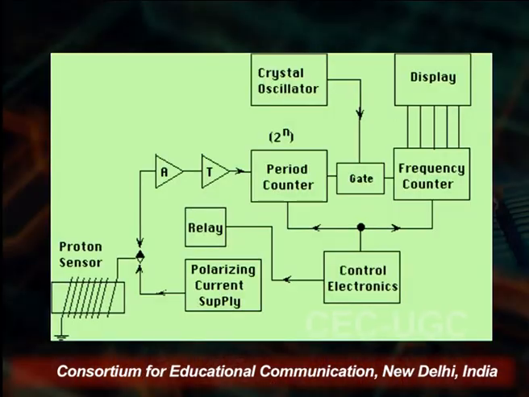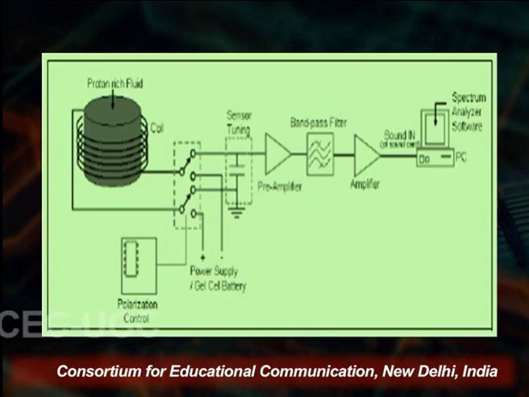Now you see on the screen, this is one type of magnetometer. That is how we can measure various values by using different sensors. So it has many parts like a battery, relay, control electronics, a counter, and so on. This is one type of magnetometer.